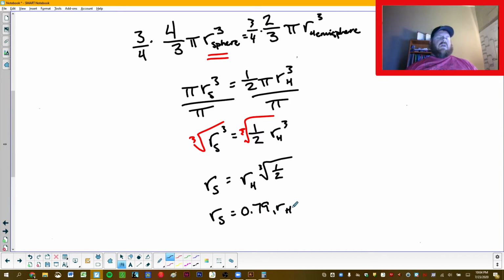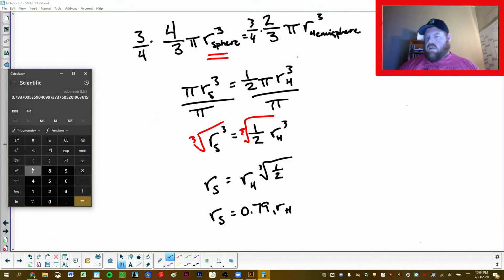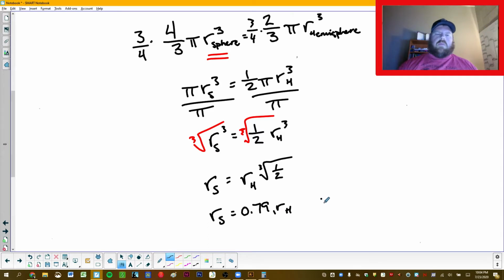It might be a little bit more worthwhile to see that when that changes, sort of how that changes. So the radius of the hemisphere, if we write it the other way, we'll call that 1.26, is 1.26 times the radius of the sphere. So this one's bigger, this one's smaller, okay? And that's really all we're looking at with that first one.